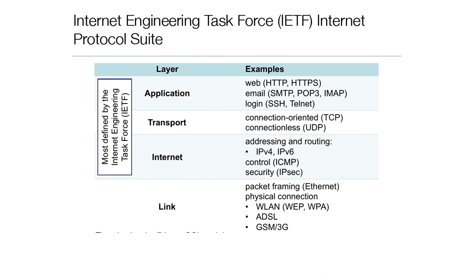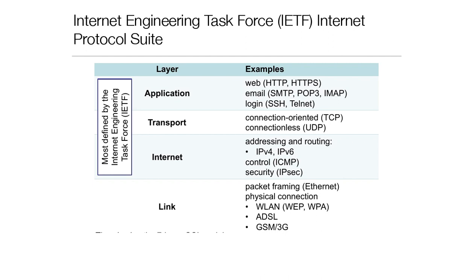In the internet layer, addressing is done; in the transport layer, the creating or processing of the packet is done; and in the application layer, data is working with the applications. So this is a breakdown of how these layers are arranged.